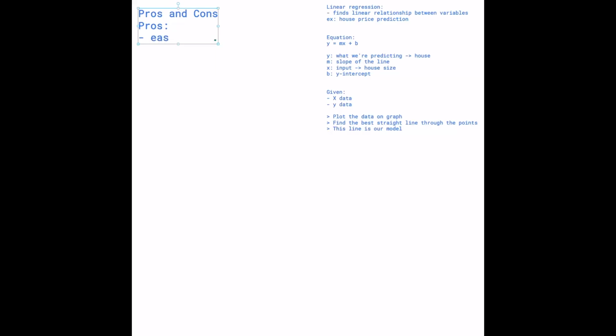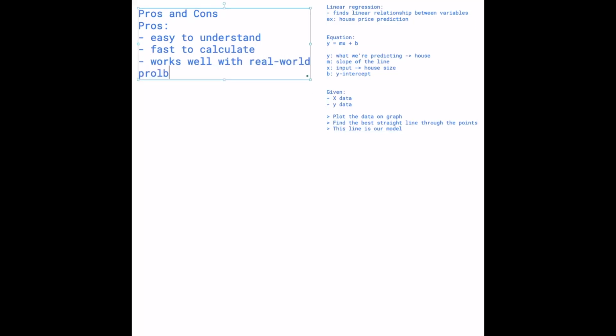It's also fast to calculate, because we only have these two data sets and we just have to find the line of best fit. There's nothing else to it. And finally, it works well with a lot of real world problems. Now, it's not going to work for all of them, but it surprisingly works very well given that it's very simple and fast.